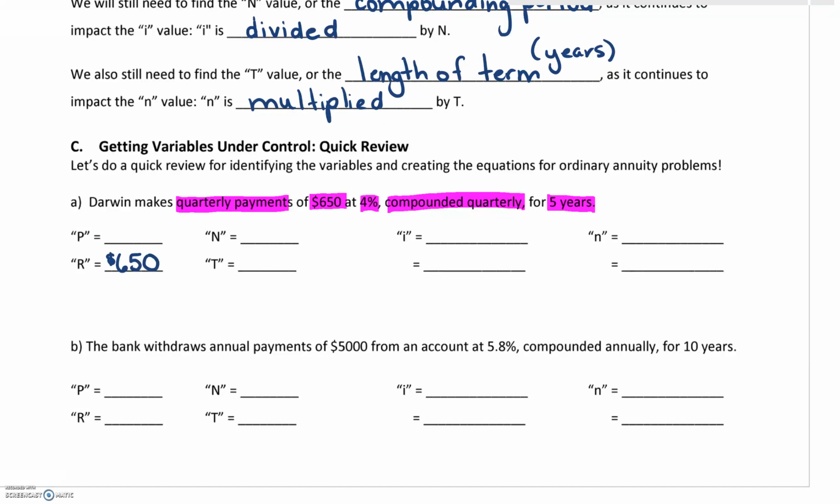So he's making quarterly payments at 4%. So I'm going to go ahead and do the interest rate. You should all know now that 4% divided by 100 is 0.04.